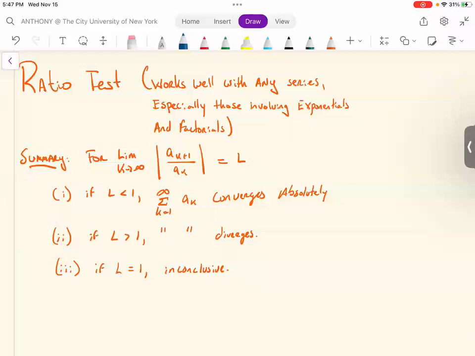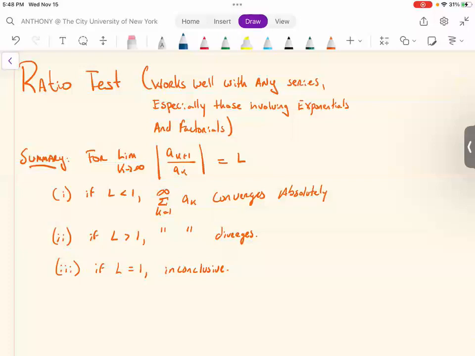Okay. So that's my quick thing about the ratio test: it works well with exponents and factorials. For this limit, however, if it exists and is equal to L, if L is less than 1, then we say that the given series converges absolutely. If L is greater than 1, then the series will diverge. If L is equal to 1, it's inconclusive, and you have to use some other tests.